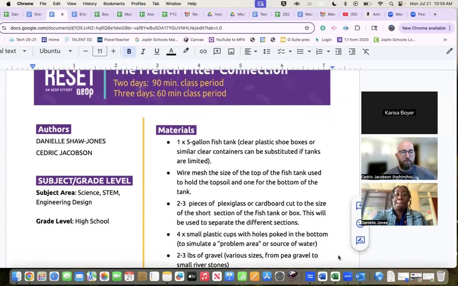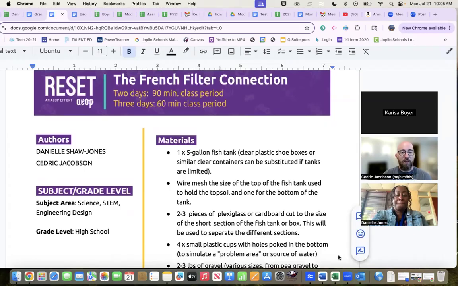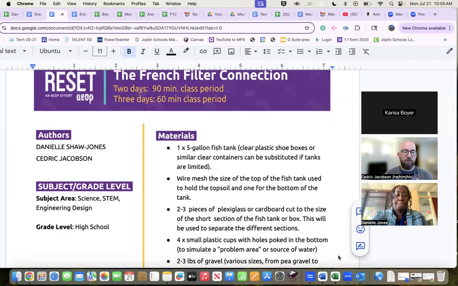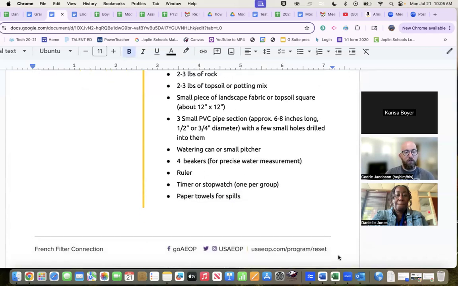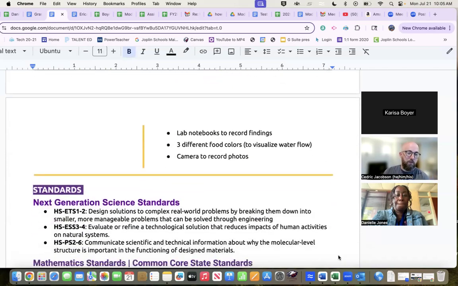We're here today to talk about our reset lesson plan about French filters. The first section here lists an extensive number of materials that we'll use during the lab. You can review that at your leisure. If we scroll down, you'll take a look at the standards that we cover through this lesson plan.